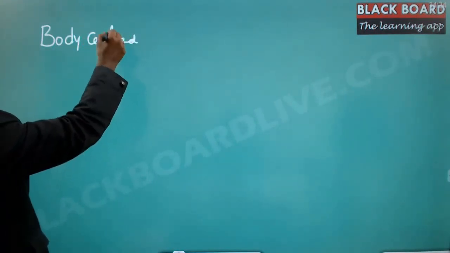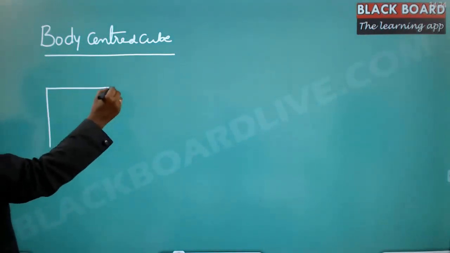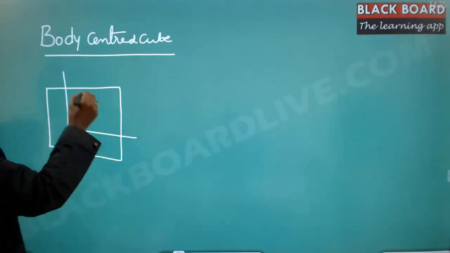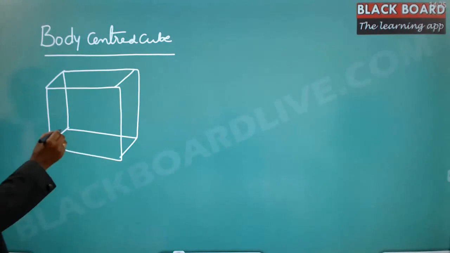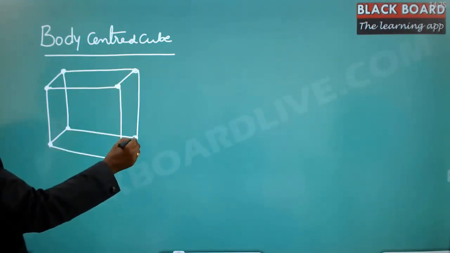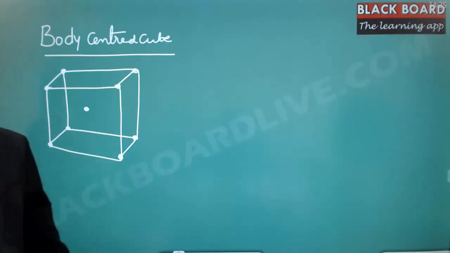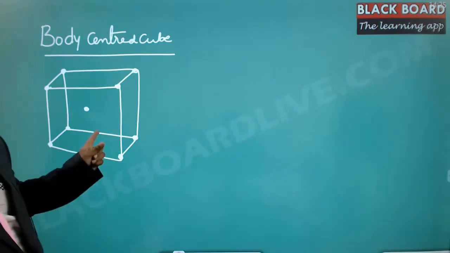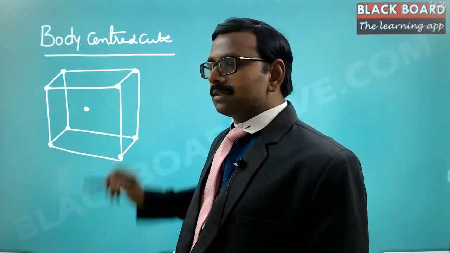Consider the body-centered cube, BCC. It consists of 9 points, like this: 8 points at 8 corners, and there exists 1 point at the body center. 8 points are located at 8 corners and 1 point is located at the body center.